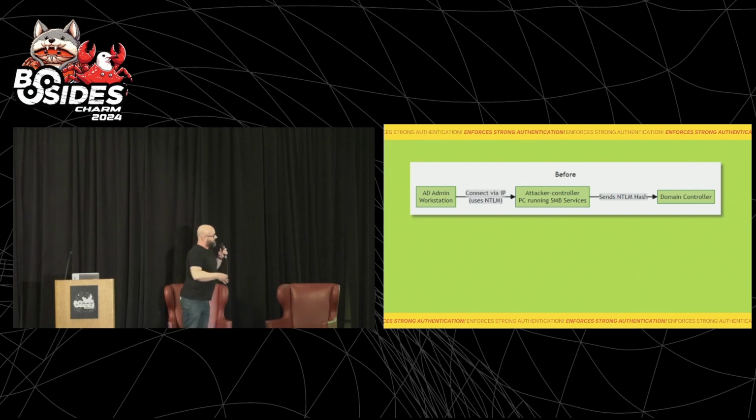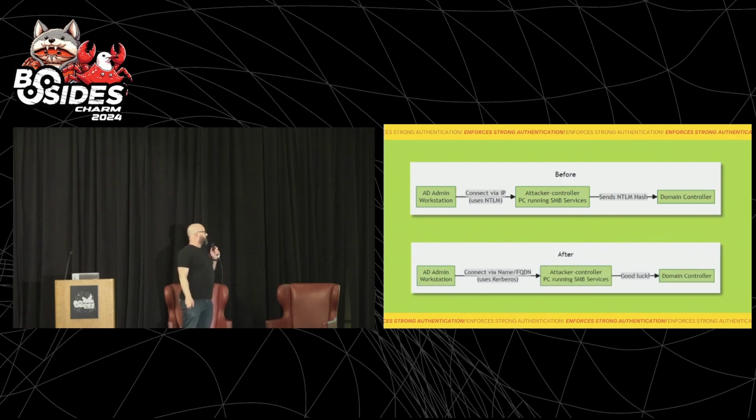On the right side, the attacker gathers that NTLM hash and sends it off to the domain controller, and now the domain controller accepts that it was an AD admin connecting to it. It's not true, but that's where we are. Afterwards, number one, that AD admin could not connect successfully to an IP-based share, because Kerberos would just fail. Remember, we are enforcing strong authentication, only Kerberos AES 128 or higher.